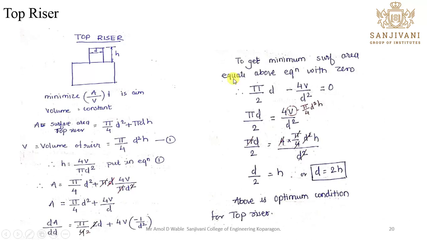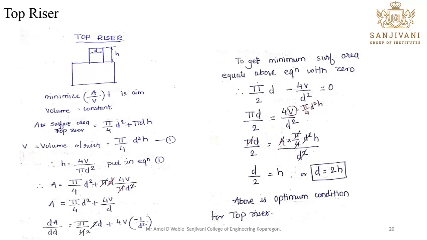So put all the values, and you will get what ratio, to get the minimum surface area to volume ratio of the riser. What will be the dimension of the riser? D is equal to 2 times the height. So you have to take this dimension to get the minimum surface area to volume ratio for the top riser. So the above is the optimum condition for the surface area to volume ratio, where for a top riser you remember that D should be equal to 2h. For the side riser, D should be equal to h.